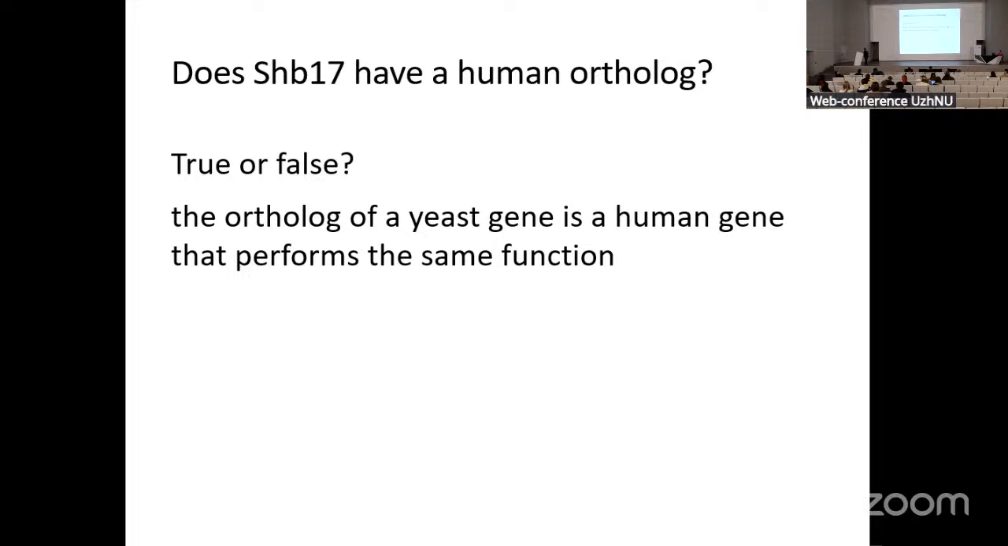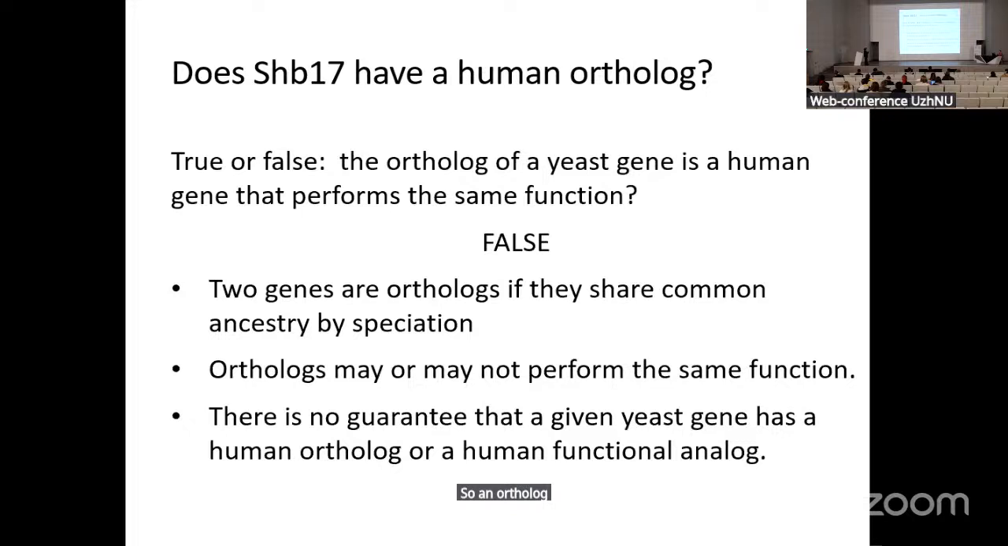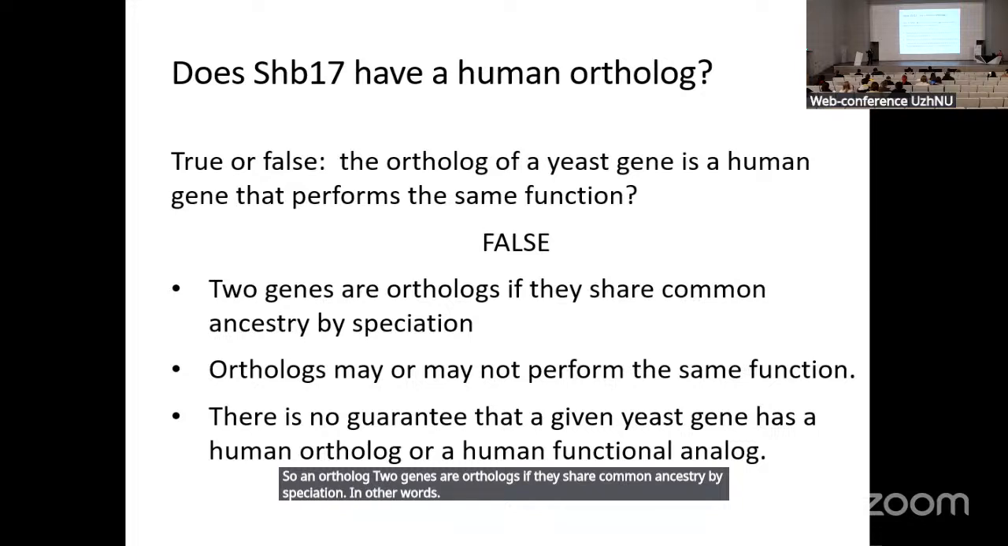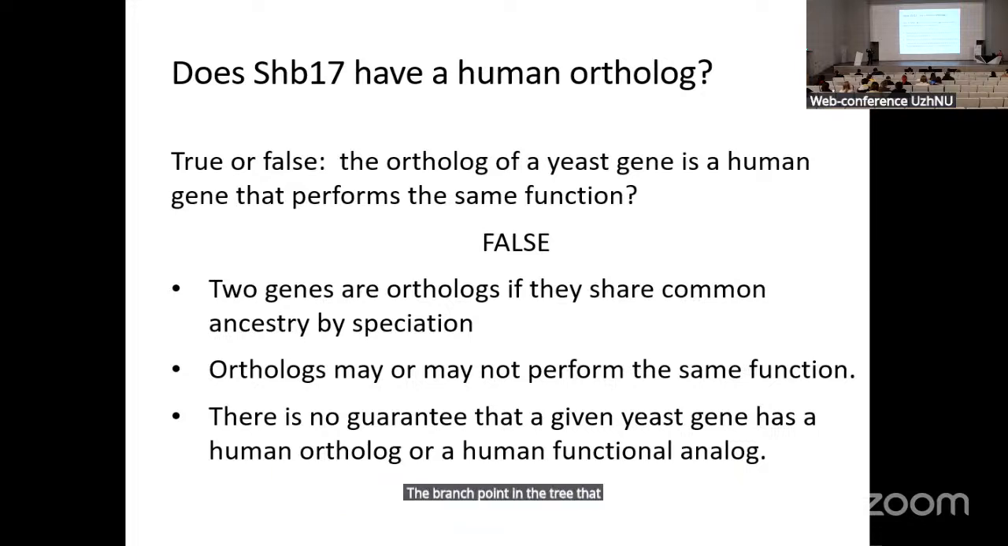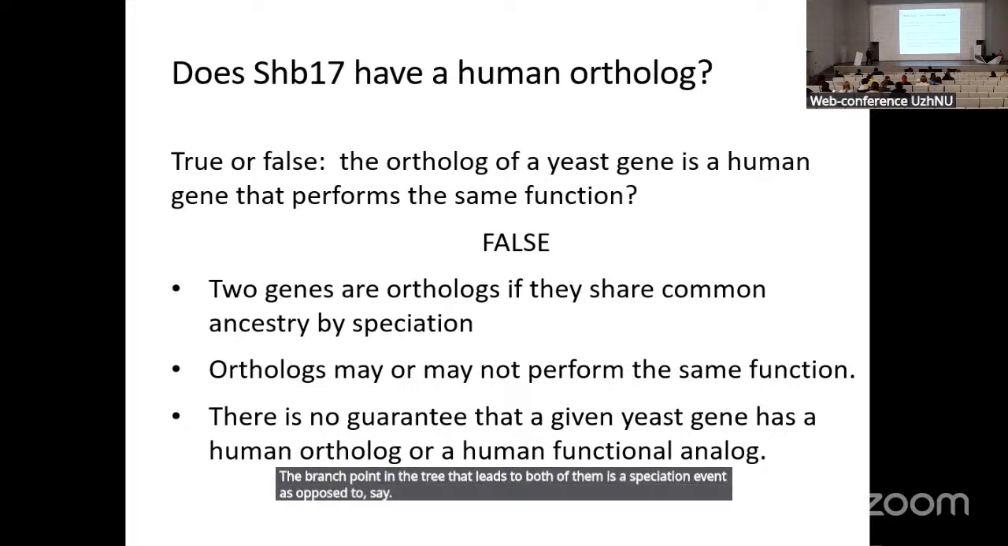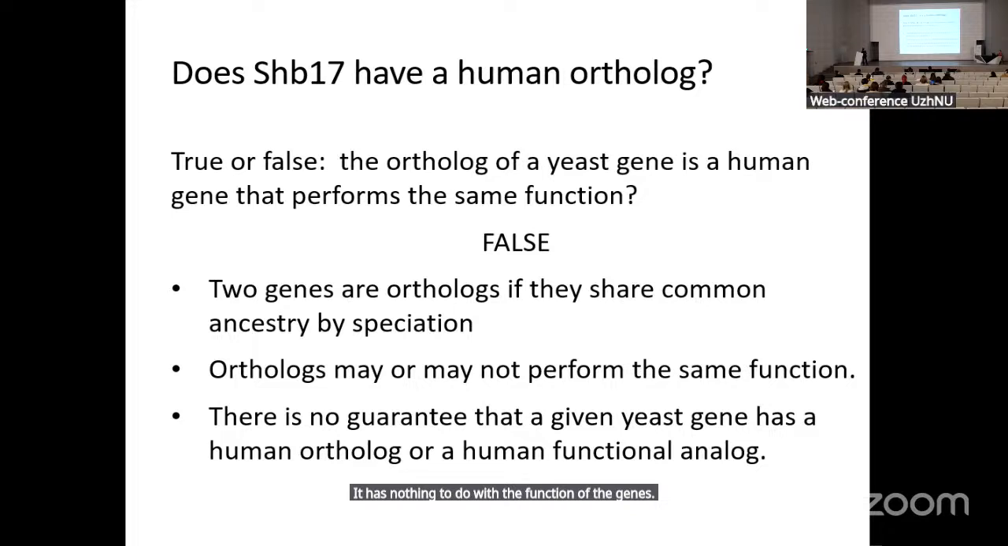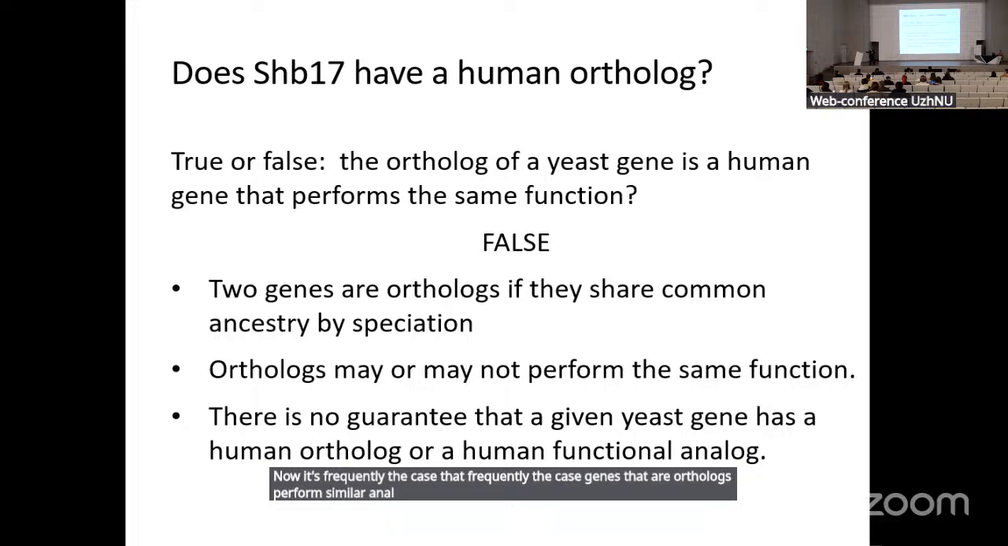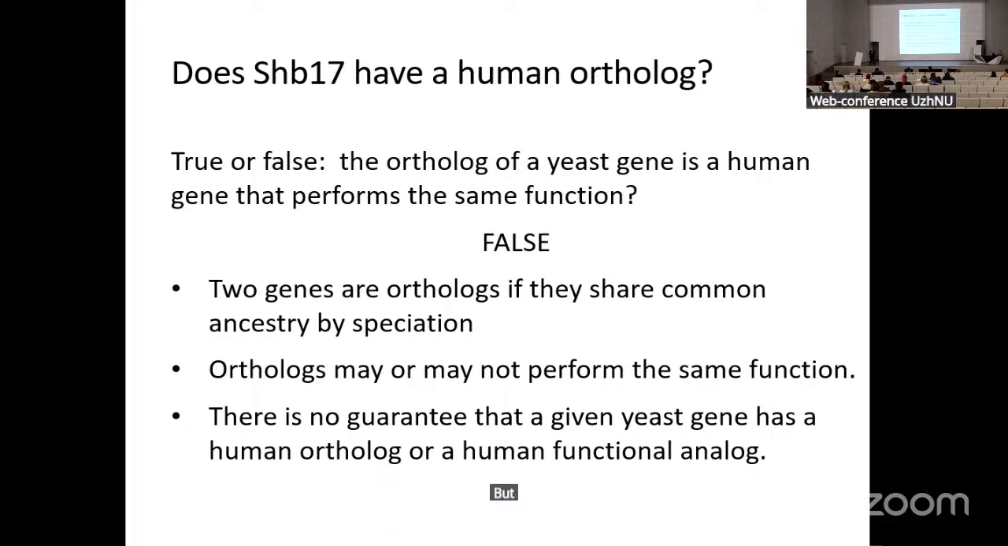So an ortholog, two genes are orthologs if they share common ancestry by speciation. In other words, the branch point in the tree that leads to both of them is a speciation event as opposed to, say, a gene duplication. It has nothing to do with the function of the genes. Now, it's frequently the case that genes that are orthologs perform similar or analogous functions in two different species, but that's nothing about the definition.